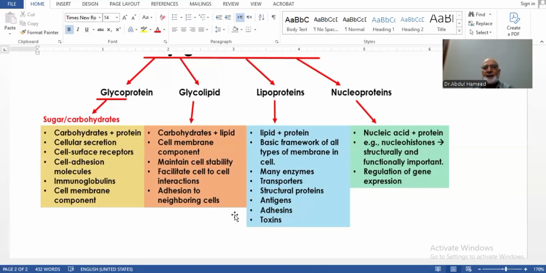In case of nucleoproteins, it is nucleic acid plus protein, such as nucleohistones, which are structurally and functionally important. They act in the regulation of gene expression. So all the conjugated molecules are very important and vital for the normal functioning of the cells and body as well. They are not less than any other macromolecule in nature. So that is all about the conjugated molecules.